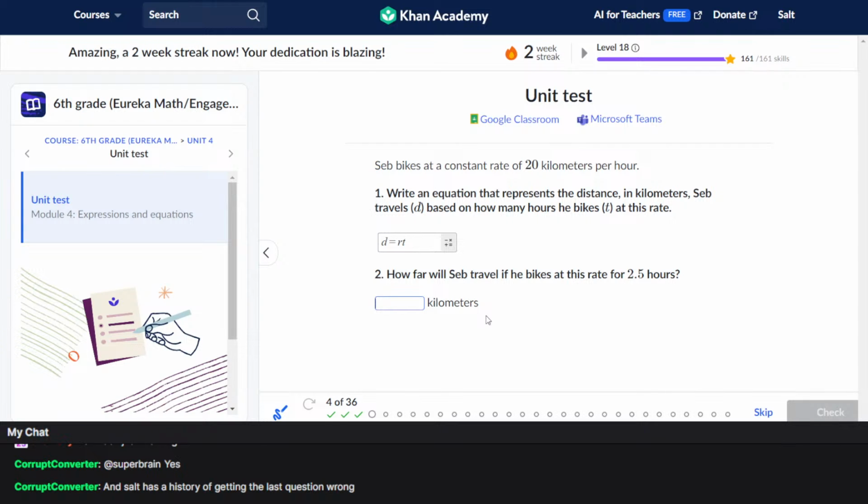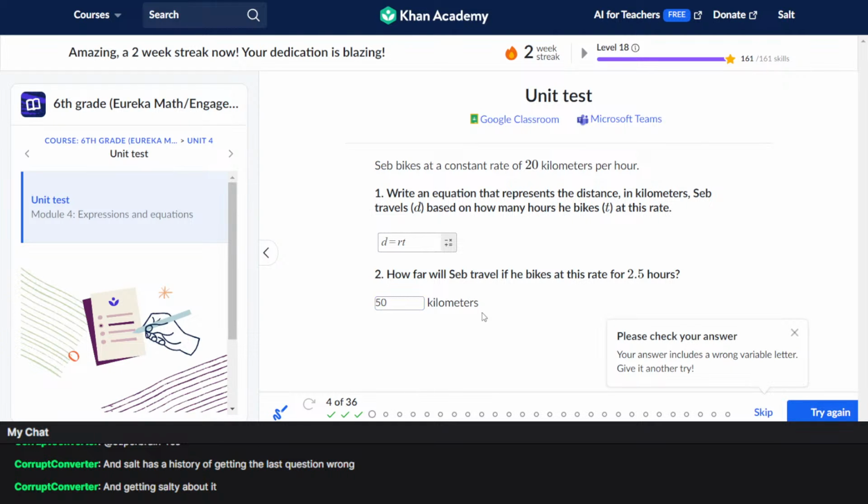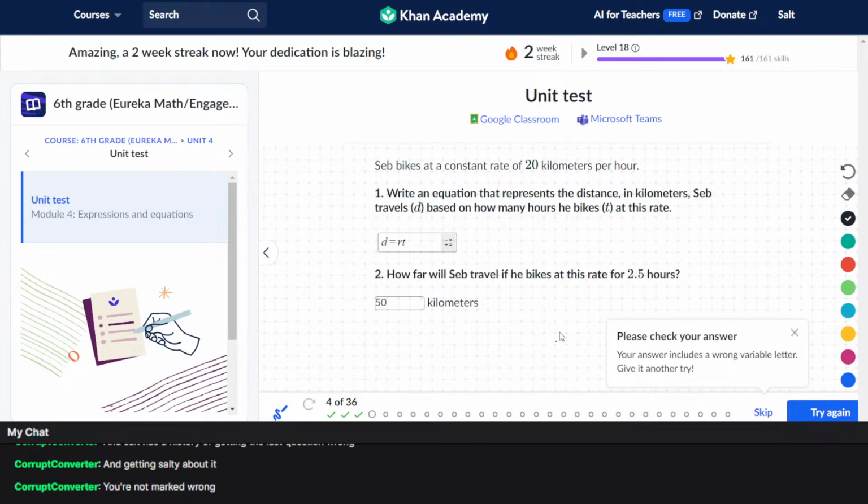Corrupt Converter says 50. Insalt has a history of getting the last question wrong. Well, I didn't. This isn't the last question, but what? 20 times 2 is 40, right? 20 times 1/2 is 10. 40 plus 10 is 50. Is this equation? Corrupt Converter says you're not marked wrong. Ugh. Well, I mean, I have to be salty according to my name. You're not.